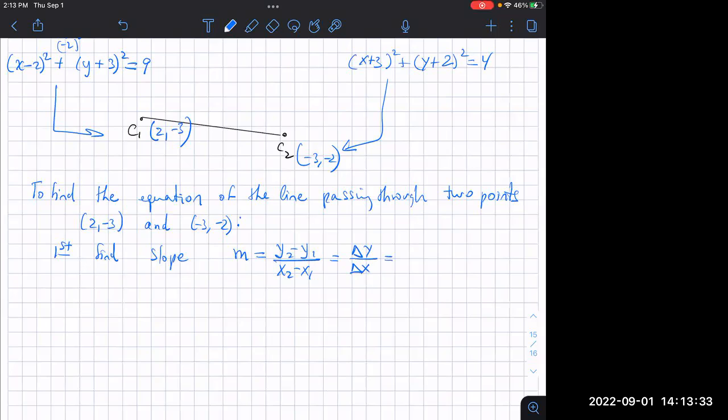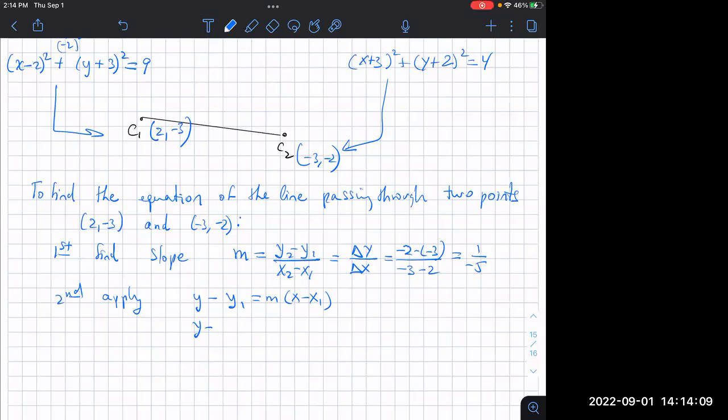So what is that equal to? That would be -2 minus -3, and then -3 minus 2. And that would get us 1 over -5. And the second step is to apply the point-slope formula: y minus y1 equals m times (x minus x1). So you get?